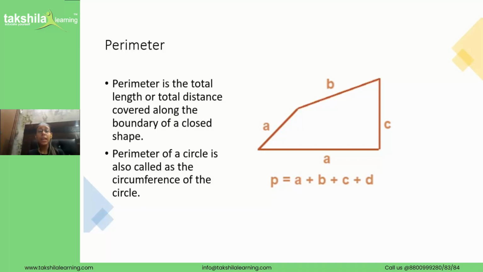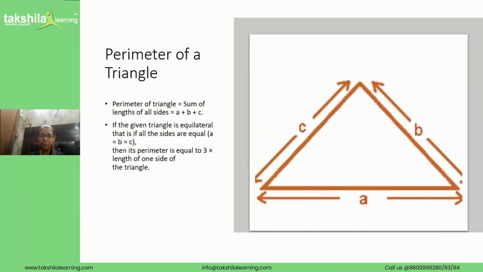The second one is the perimeter of a triangle. So the perimeter of a triangle is A plus B plus C, which means the length of all the three sides of a triangle. So again, in a triangle, we are taking out the boundary length, which is A plus B plus C. For example, you can see here in the figure A plus B plus C.